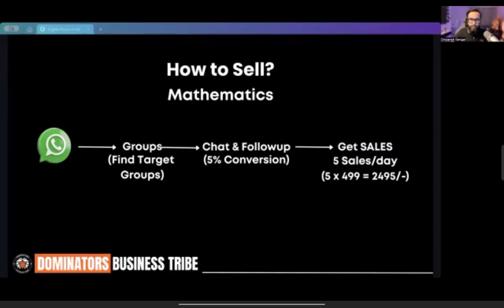But once you find the target WhatsApp groups, once you become a part of those groups, you will have access to all the other people who are a part of those groups, and you need to start messaging them one by one. Let's say you're sending 100 DMs per day, maybe from 2, 3, 4 different numbers. After chatting and following up with those 100 people every single day, you can expect a conversion of 5%. And again, 5% conversion means that you are making 2,495 rupees in a single day, and almost 75,000 rupees in a month.